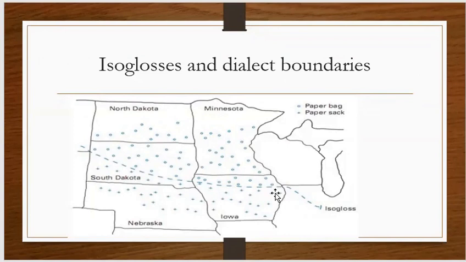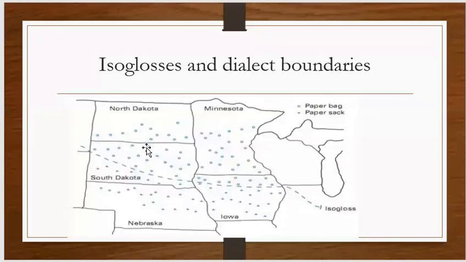Now, here, when the researchers reached here, no more of them were saying paper bag. Rather, they started saying paper sack, paper sack, right? So you can see they started putting this plus sign, right? So you can say they placed a broken line here, this one, which is called an isogloss, because people on one side of this line say paper bag, and people on the other side of this line say paper sack.